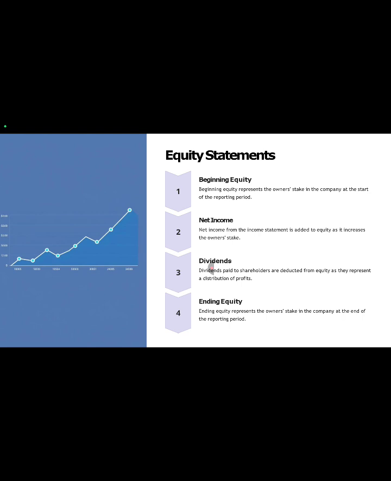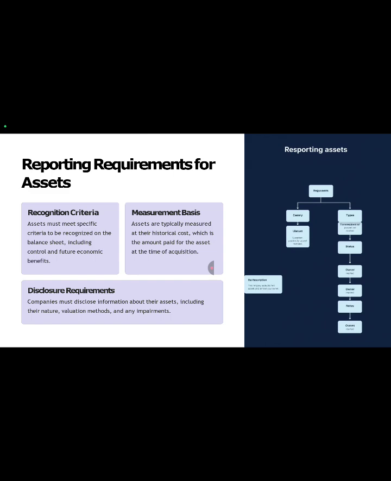Now, equity statements. Beginning equity represents the owner's stake in the company at the start of the reporting period. Then net income. Net income from the income statement is added to equity as it increases the owner's stake. Dividends. The dividends paid to shareholders are deducted from the equity as they represent a distribution of profit. Now ending equity. Ending equity represents the owner's stake in the company at the end of the reporting period.